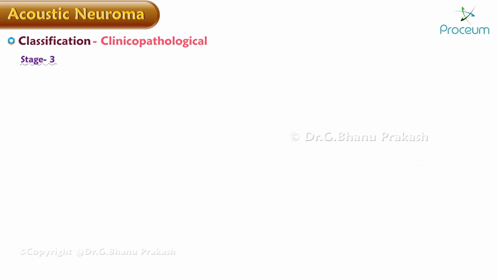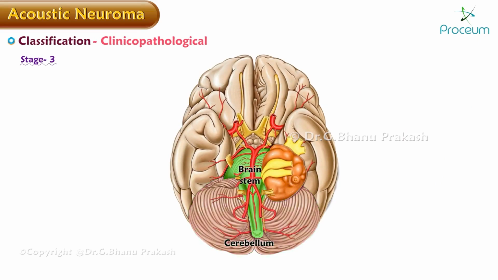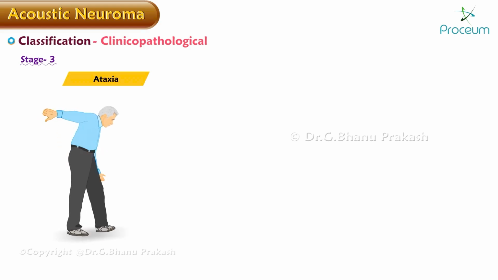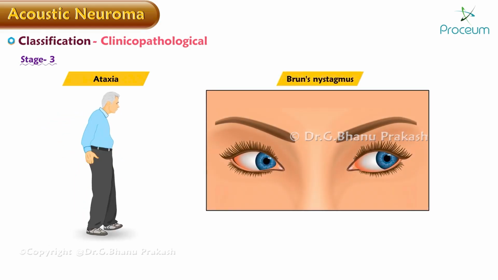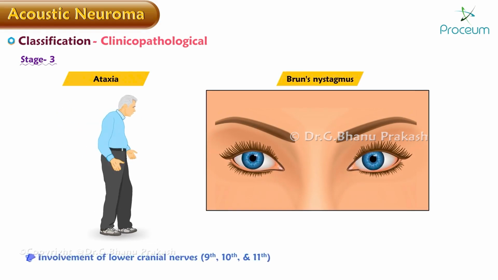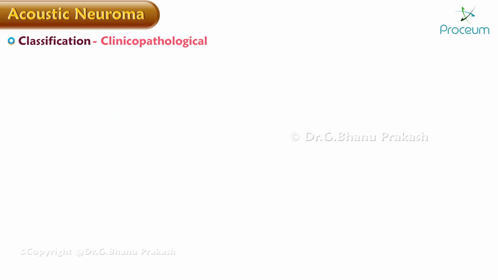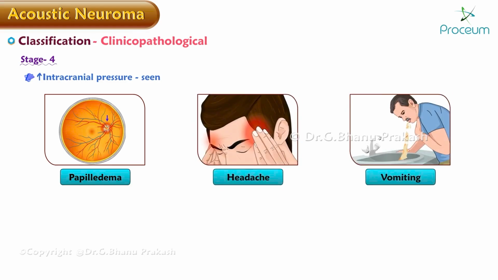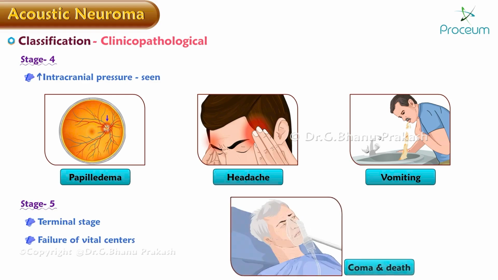Stage 3. In this stage, brainstem and cerebellar compression are seen: ataxia, direction-changing nystagmus, Bruns' nystagmus, and involvement of lower cranial nerves, 9th, 10th, and 11th. Stage 4. Increased intracranial pressure is seen in this stage. Papilledema, headache, and vomiting are the presenting features. Stage 5. This is the terminal stage. Failure of vital centers in the brainstem causes coma and death.